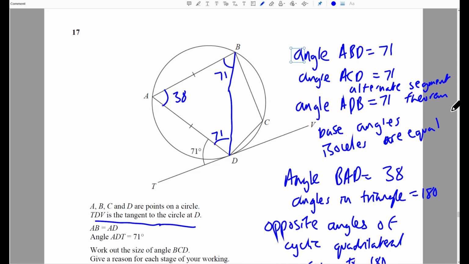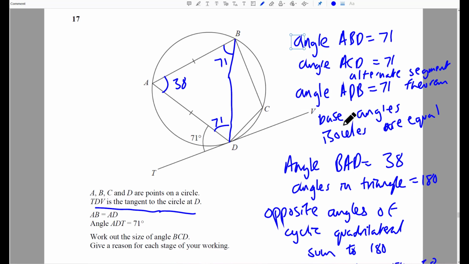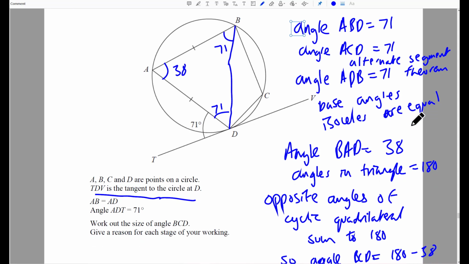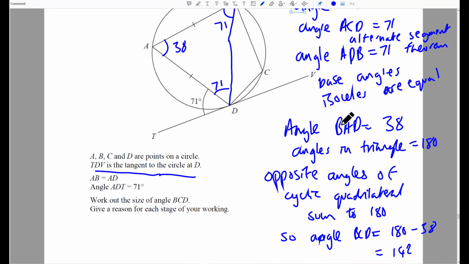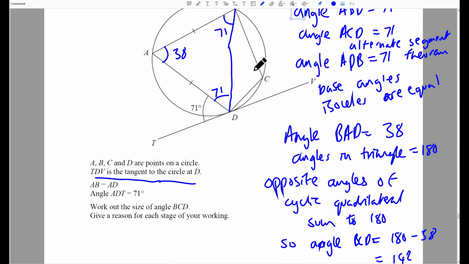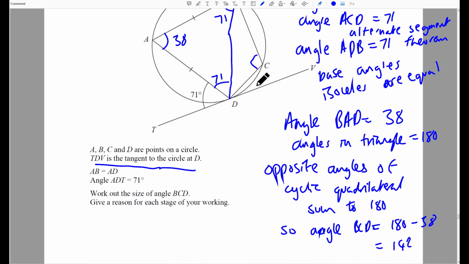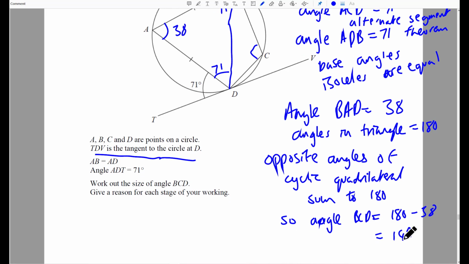There's more than one way to do this, guys, but angle ABD equals 71 and angle ACD equals 71, alternate segment theorem, base angles of isosceles are equal. That's why angle ADB equals 71. Now angle BAD must be 38 because the angles in the triangle sum to 180. Now the opposite angles of a cyclic quadrilateral sum to 180. So 180 minus 38 is 142.